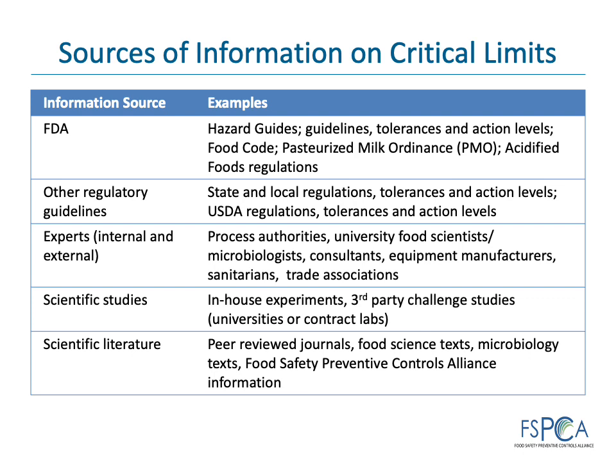Scientific studies for specific products can be conducted in-house, at a contract laboratory, or at a university. Information can also be obtained from peer-reviewed scientific literature. Use care when applying information from these sources to critical limits for a specific product and process. There may be important differences between the methods used in a published study and those used for the product and process under consideration. The critical limits may need to be adjusted to account for those differences.